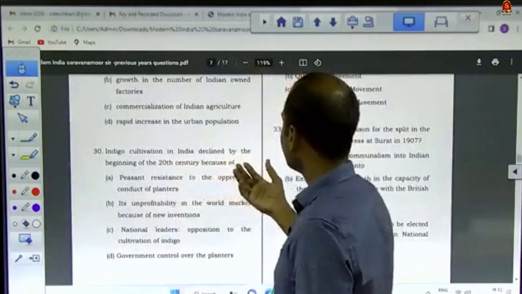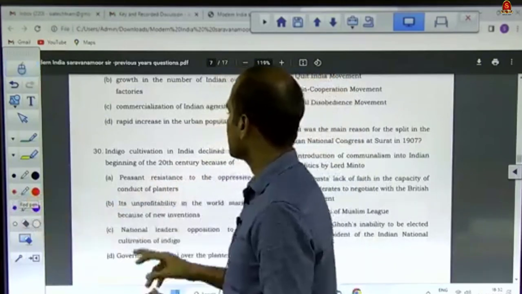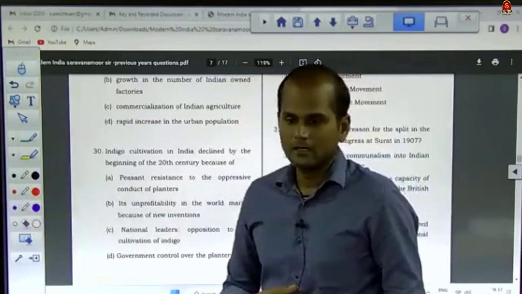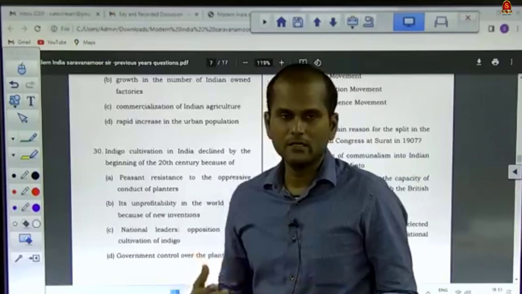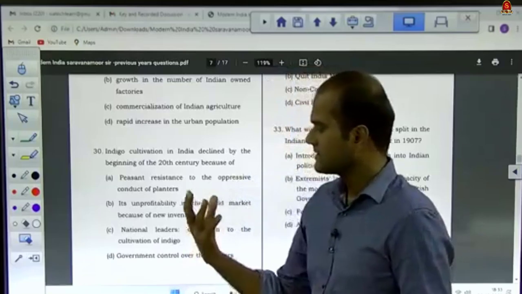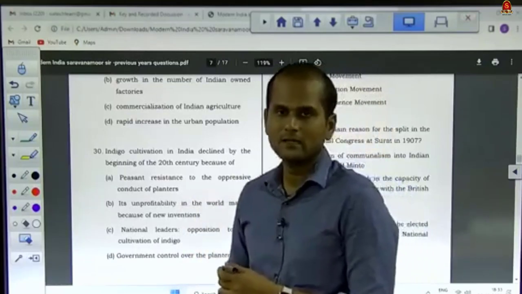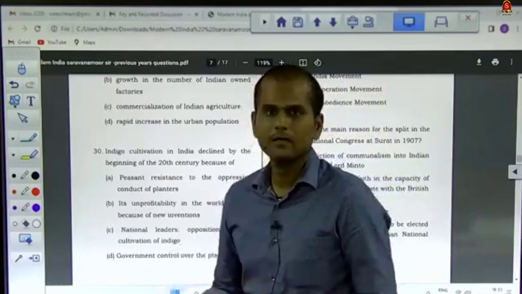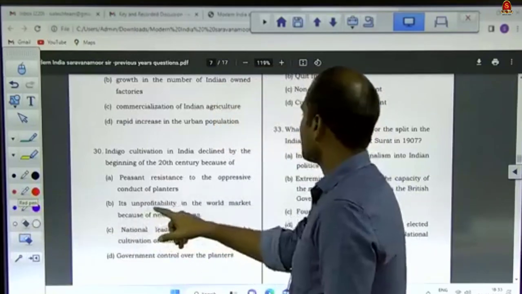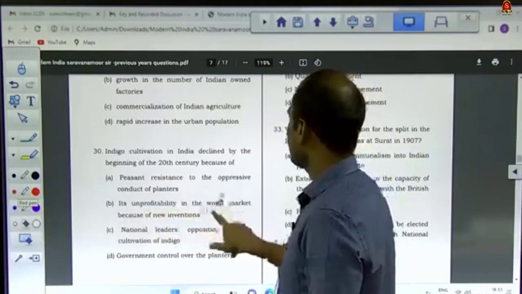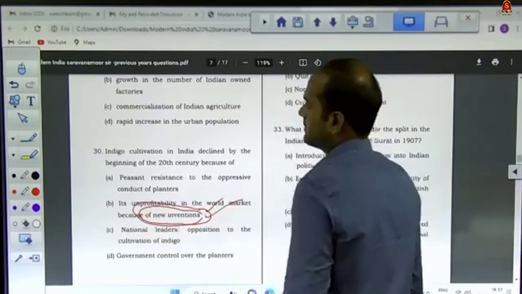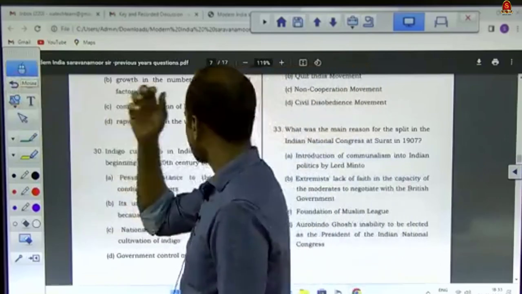Indigo cultivation in India declined in the beginning of the 20th century. Yes, up to 1900, Indian indigo was in high demand throughout the world. But in 1900, German synthetic indigo was invented, which was cheap and the best. That's the reason it became unprofitable in the world market, because of the new invention, synthetic German indigo. That's the cause.